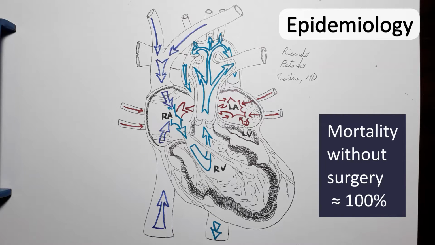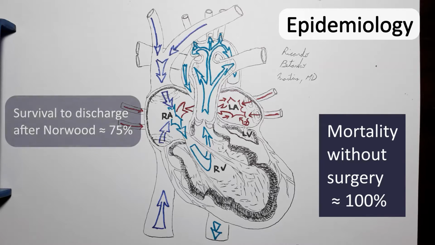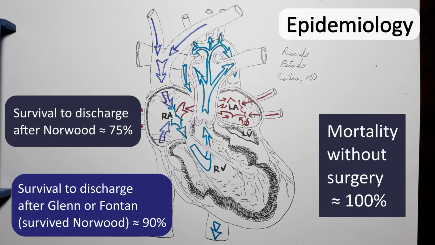The first of the surgical approaches, the Norwood procedure, is easily the most dangerous of them. Therefore, survival to the time of hospital discharge after a Norwood procedure is close to 75%. However, amongst those patients who have undergone a successful Norwood procedure, the survival to hospital discharge after having the second and third stages, the Glenn and the Fontan operations, is close to 90%.